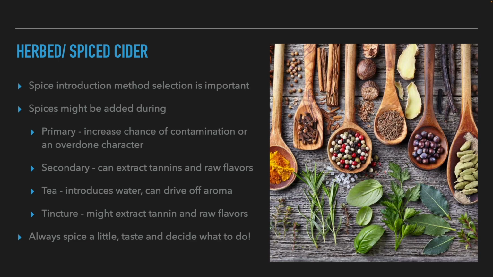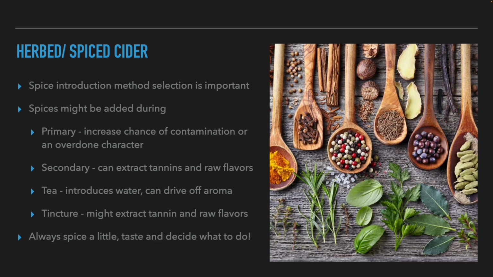The first is to add the spices during the main fermentation. However, using this method can introduce contamination or characteristics of overcooked spices. Spices can also be added in second fermentation, but if left for the entire second fermentation, tannins and raw flavors can be extracted from the spices. It is also possible to make a tea from the spices, but then water is added to the cider and the aroma and/or taste can be diluted.